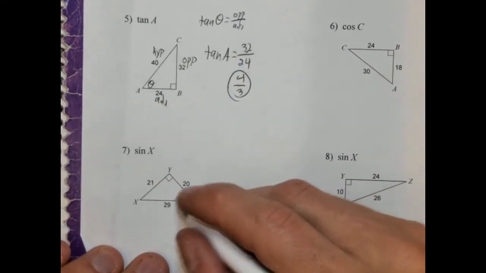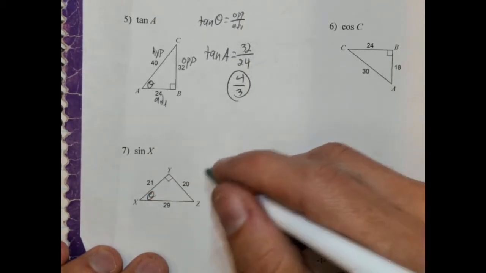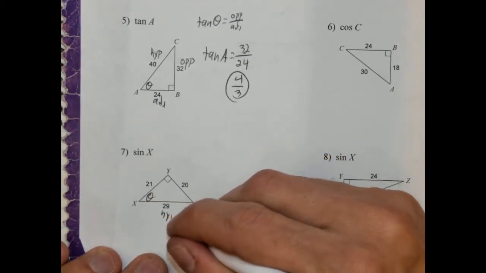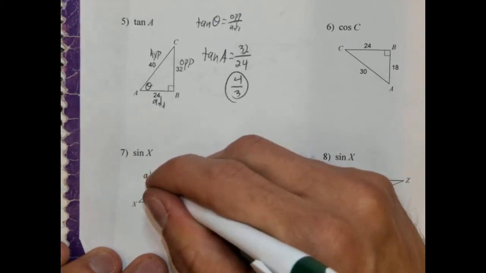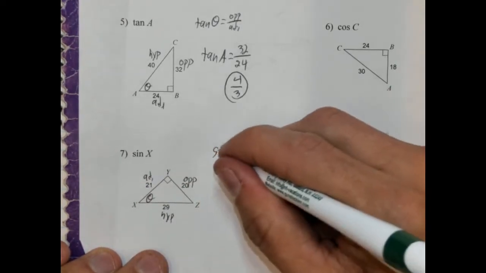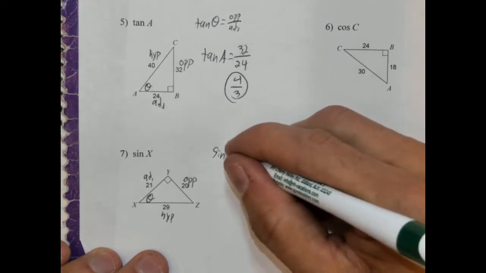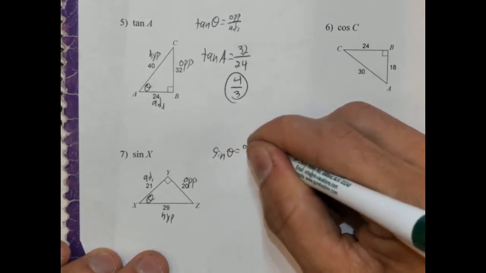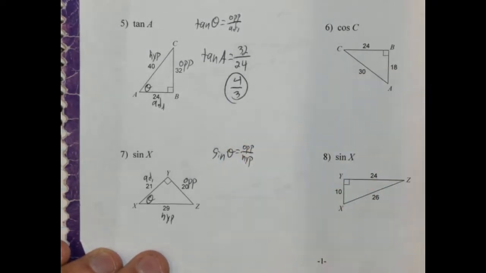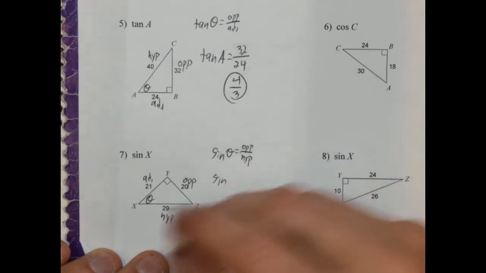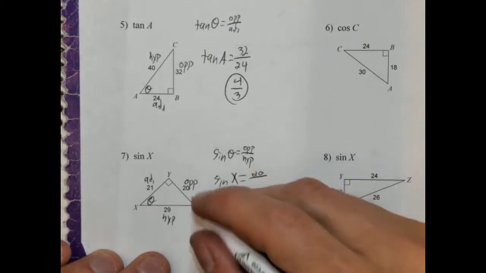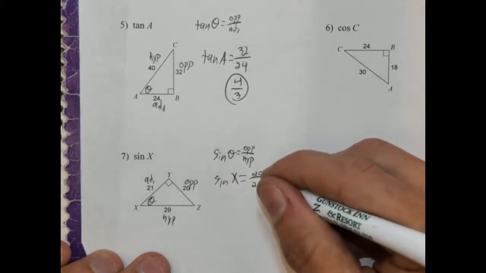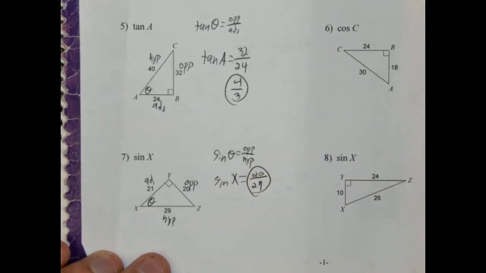Okay, and number 7, sine of x, so x is our theta. So this is hypotenuse, this is opposite, and this is adjacent. So sine of theta is opposite over hypotenuse. And sine of x is going to be, the opposite's 20, and the hypotenuse is 29. And we cannot simplify that, so it's just 20 over 29.